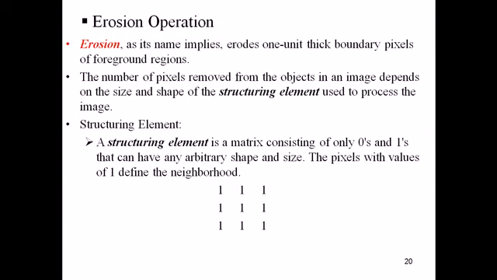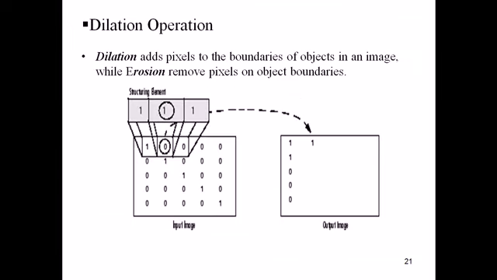Erosion operation. As the name implies, it erodes one unit thick boundary pixels of foreground images. The number of pixels removed from the object in an image depends on the size and shape of the structuring element used to process the image. What is a structuring element? A structuring element is a matrix consisting of only zeros and ones that can have any arbitrary shape and size. The pixels with values of 1 define the neighborhood. Dilation adds pixels to the boundaries of objects in an image, while erosion removes pixels on the object boundaries.